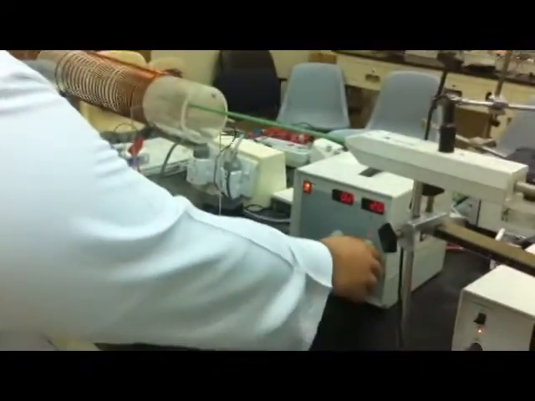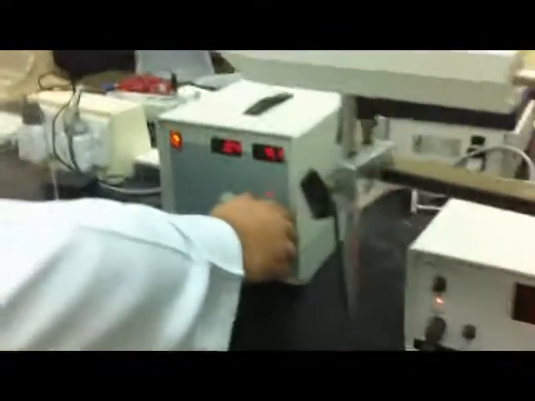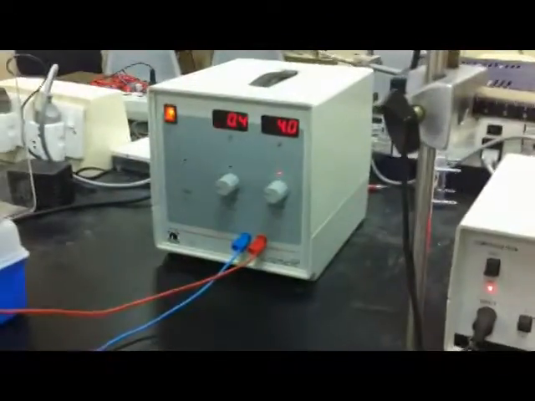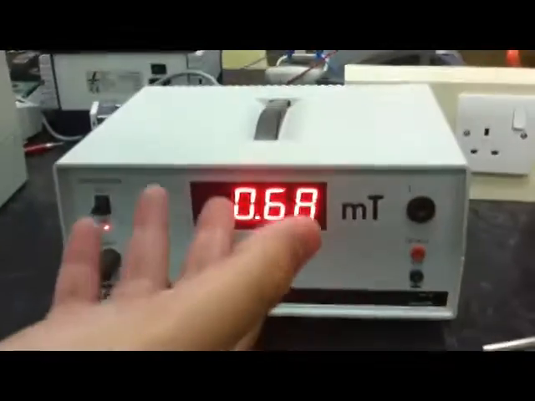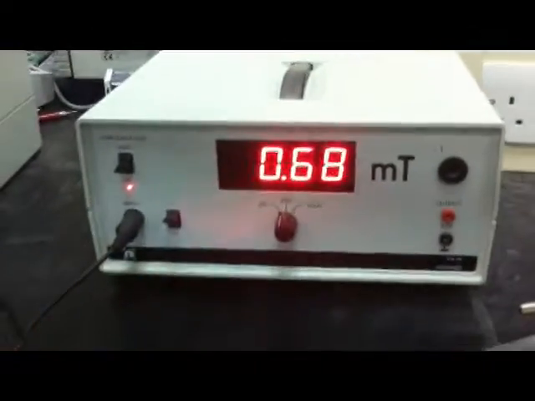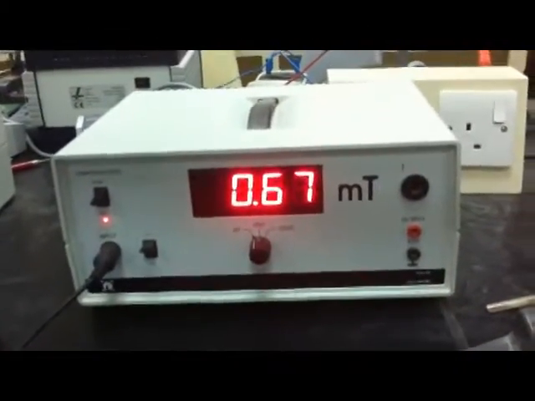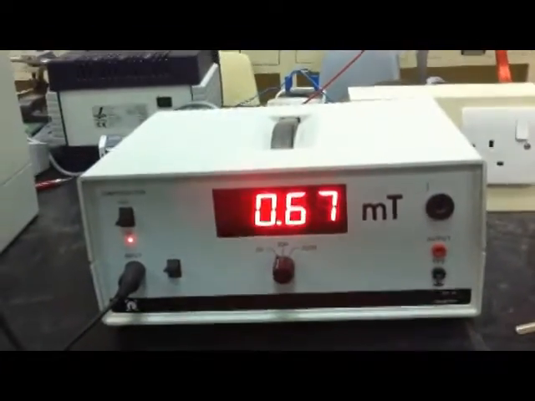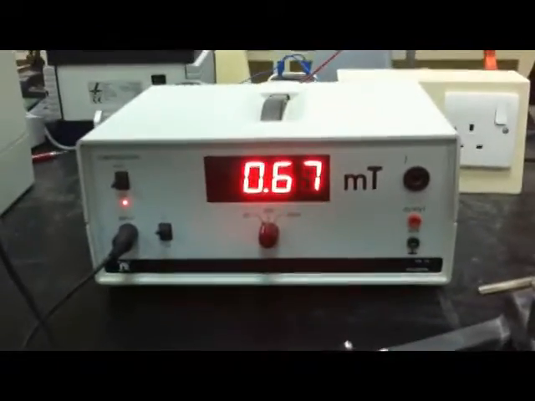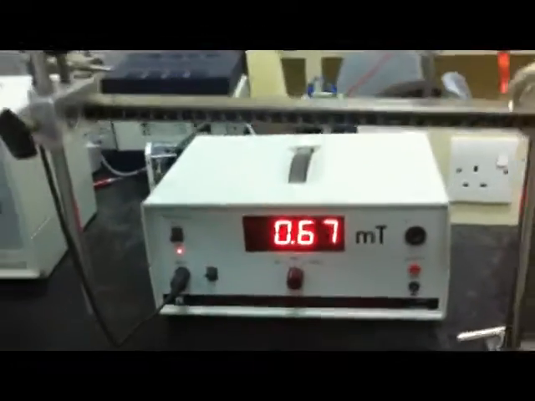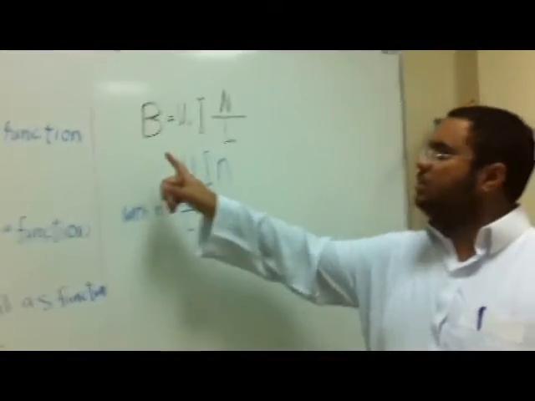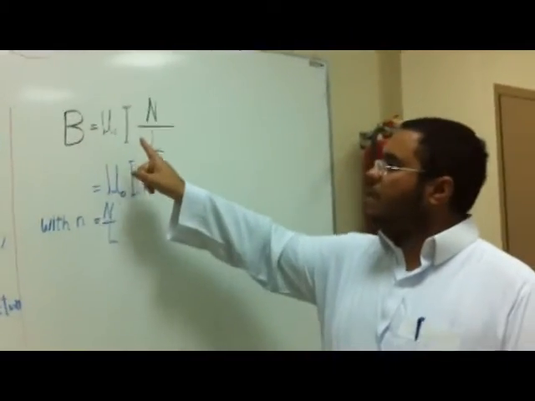We turn it up more, to 4. We can see the Tesla meter reads higher. That means that as we go higher in current, we get more magnetic field. We have just studied the relationship between the magnetic field and the current.